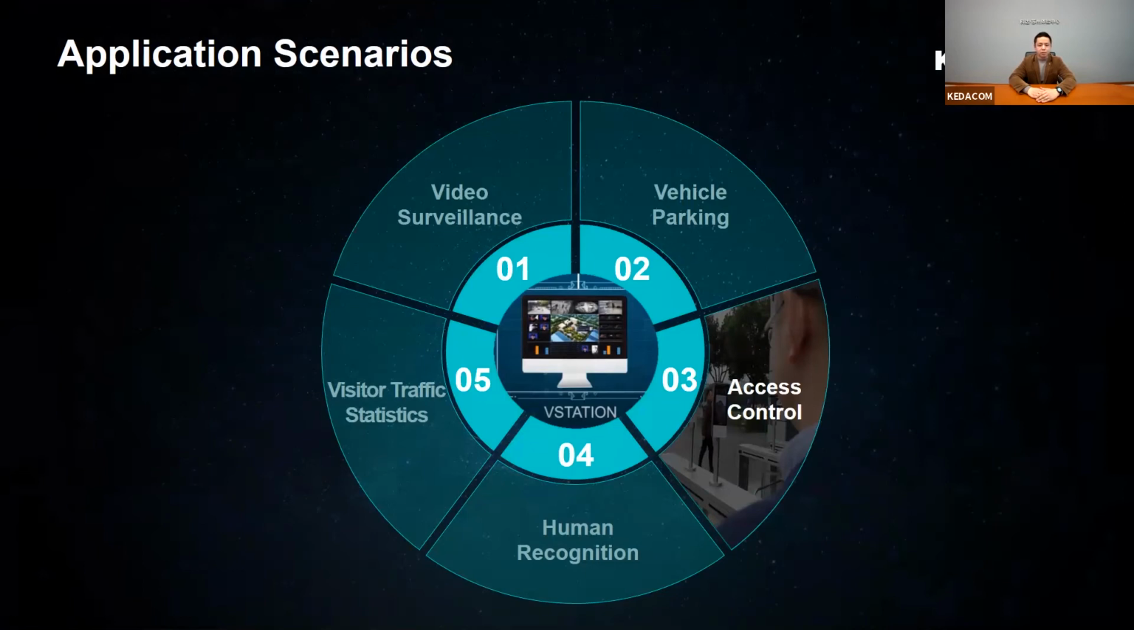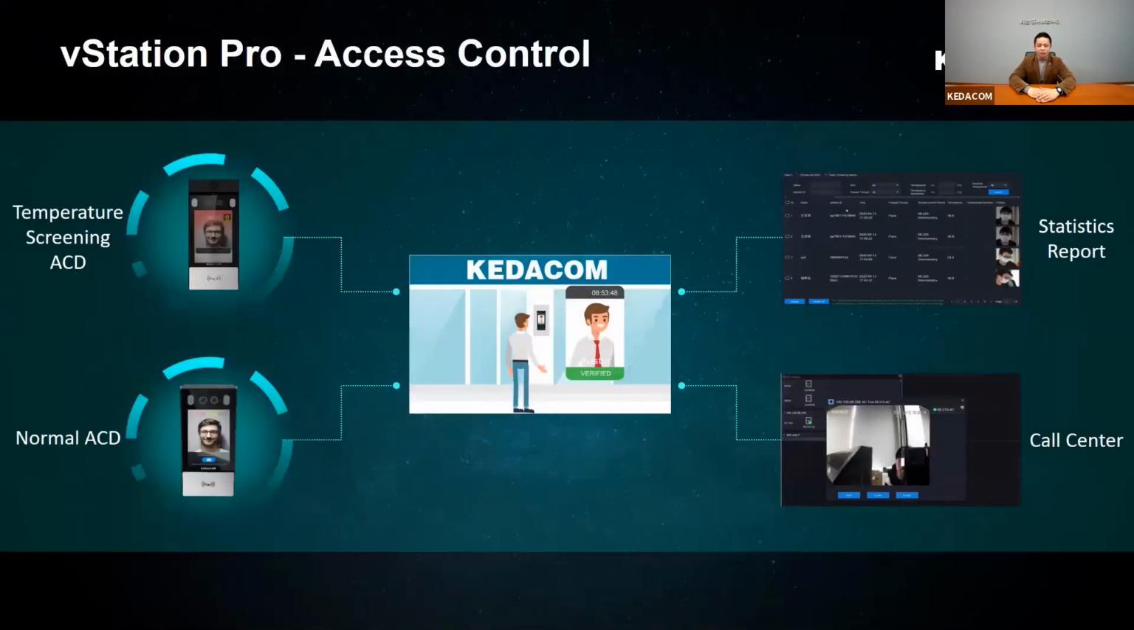Regarding the management of entrances and exits, our current front-end equipment includes ordinary access control and temperature screening access control. After working with NVR, it can be linked to vStation to realize related personal information management, report management, and watchlist alarm management. As a matter of fact, to realize this feature above is very simple. We can understand it by looking at the flow chart.